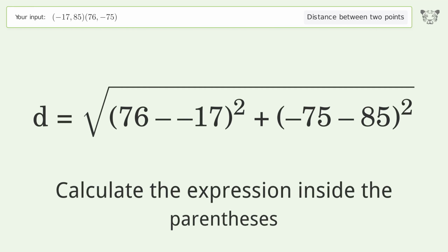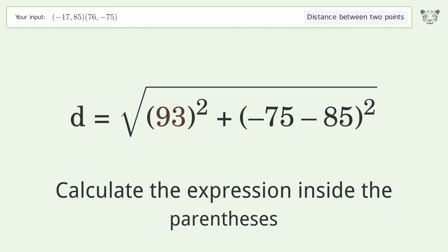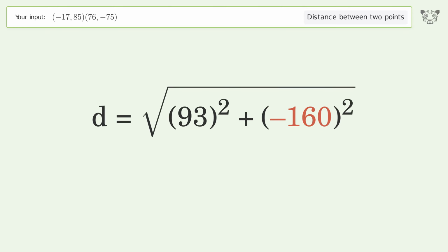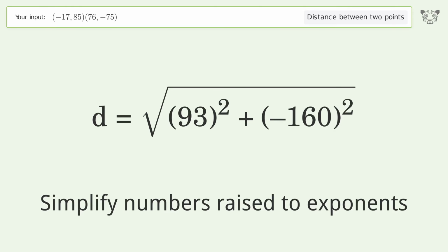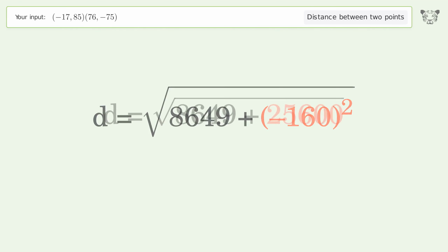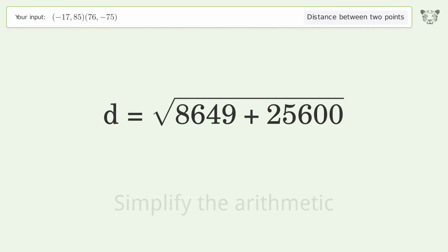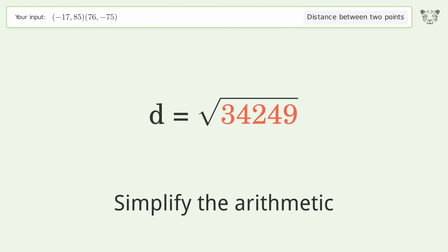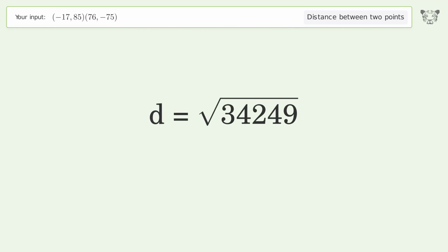Calculate the expression inside the parentheses. Simplify numbers raised to exponents. Simplify the arithmetic. And so the distance between the 2 points is the square root of 34,249 or 185.065.